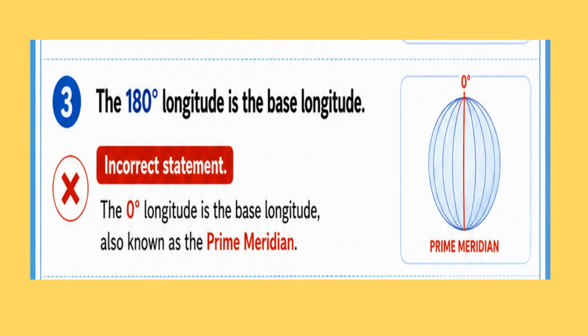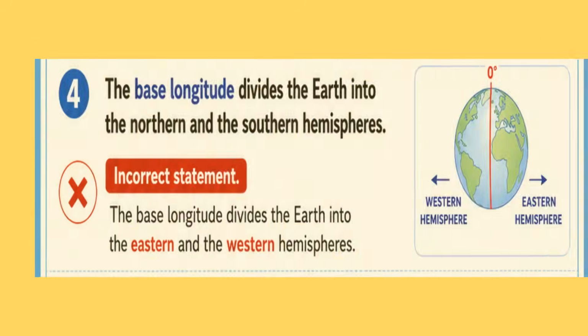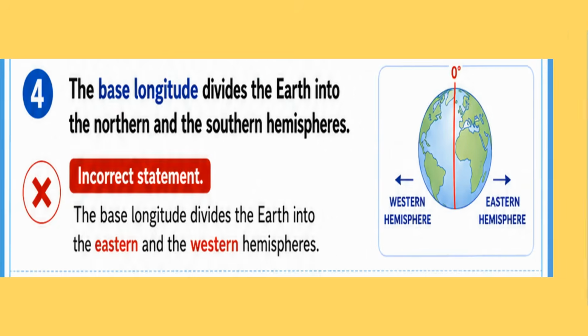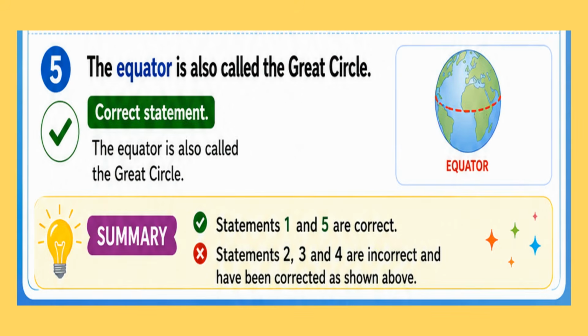Regarding the next statement, the 180-degree longitude is not the base longitude. The 0-degree longitude is the base longitude, also known as the prime meridian. And is the base longitude responsible for dividing the Earth into northern and southern hemispheres? No, that is incorrect. The base longitude divides the Earth into the eastern and western hemisphere. Finally, the statement that the equator is also called the Great Circle is correct.